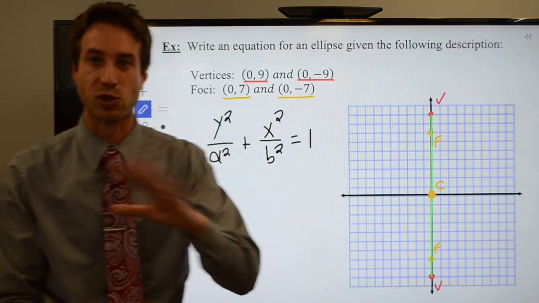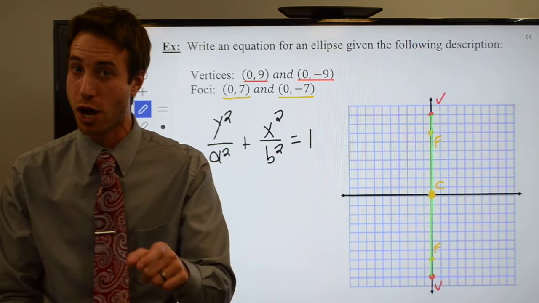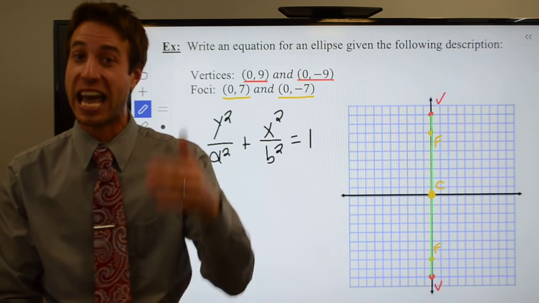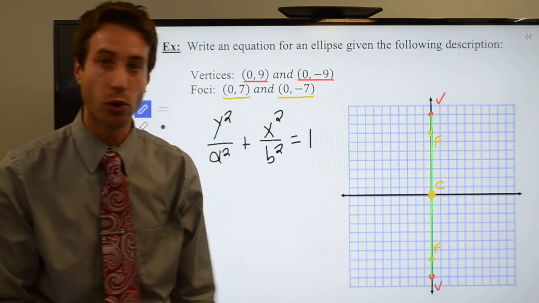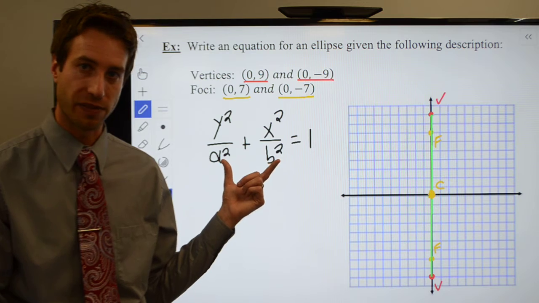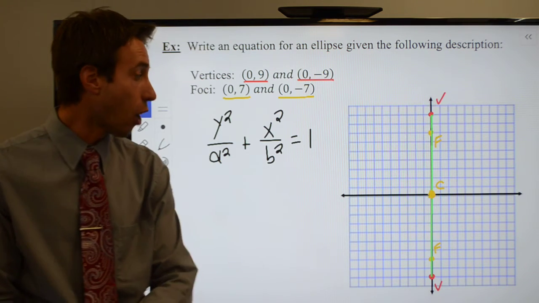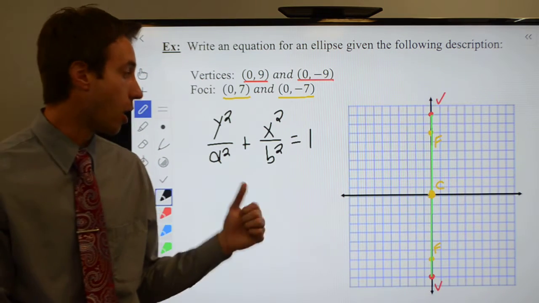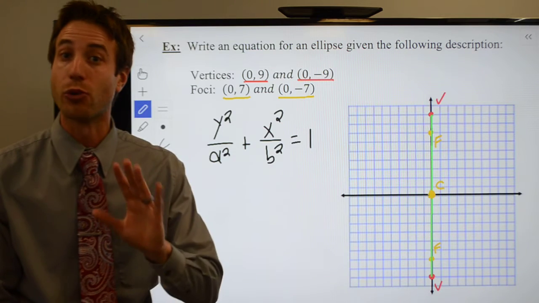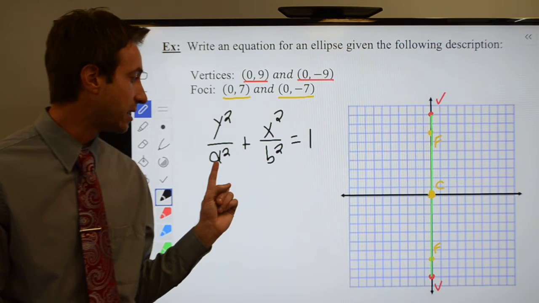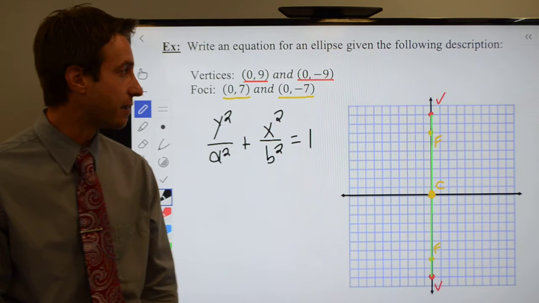That's the one I need. It comes right off the formula sheet. Once you know you're centered at the origin and you have a vertical orientation, just copy it right off the formula sheet. Now, in order to solve this problem, I apologize, in order to write this equation, I need the value of A and I need the value of B.